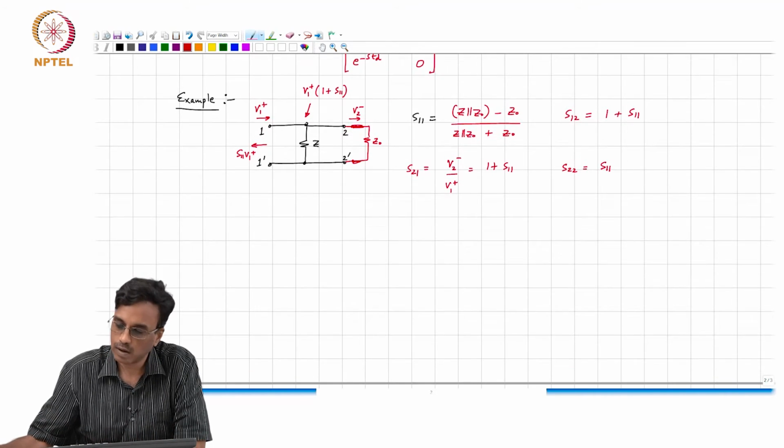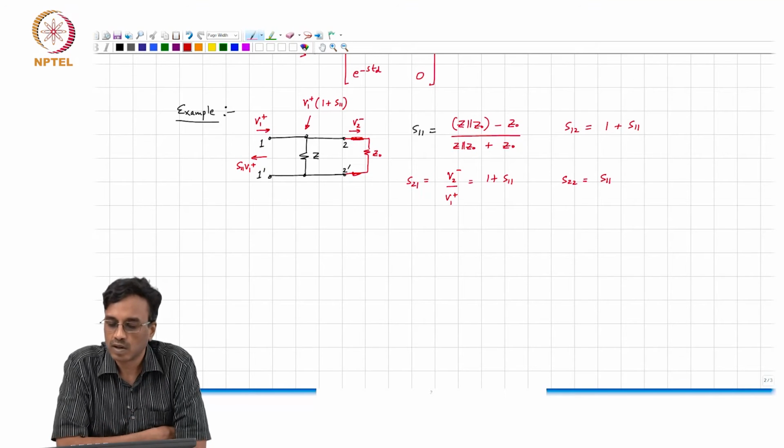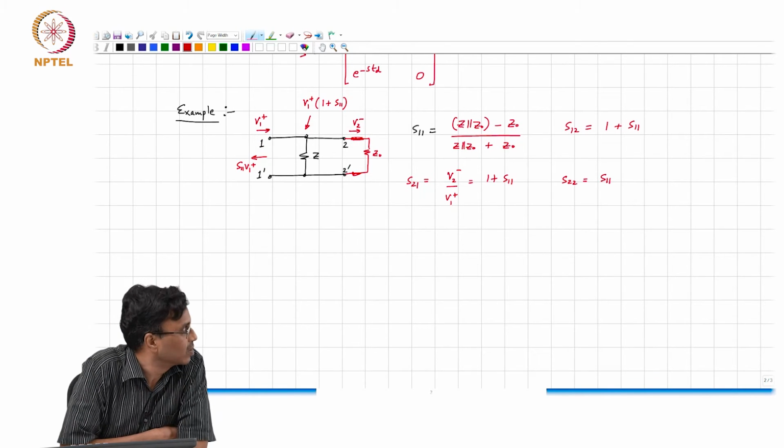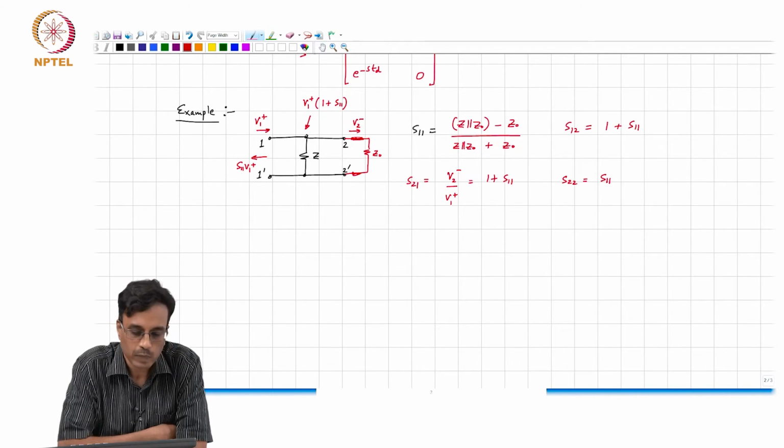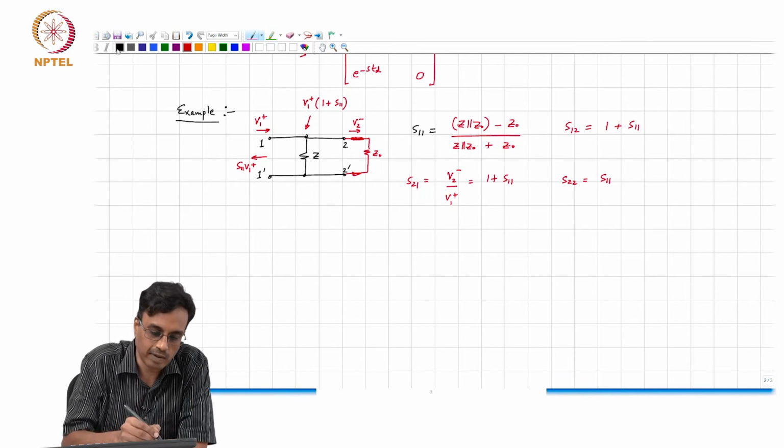All right. So, now if Z is a capacitance, you can go and substitute arbitrary things for Z and get a whole lot of problems like this. Then let us do another example.